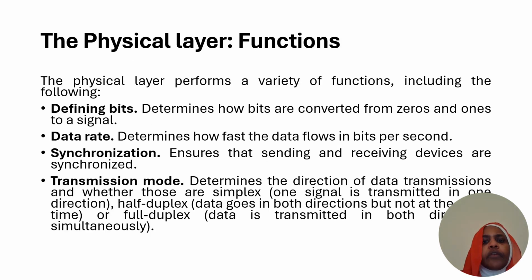The physical layer performs a variety of functions. Among them, defining the bit in terms of voltage and length, defining the data rate, that's to say the speed at which the data flows from source to destination, and ensuring that the sender and the receiver are synchronized. It also defines the transmission mode: simplex, in one direction only; half duplex, in both directions but not simultaneously; and full duplex, where data is transmitted in both directions simultaneously.